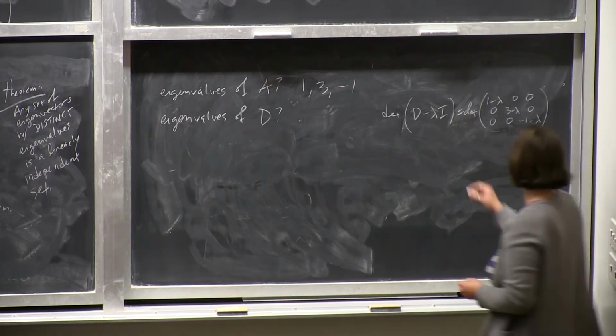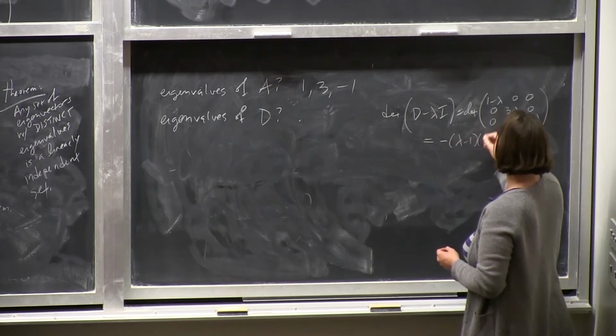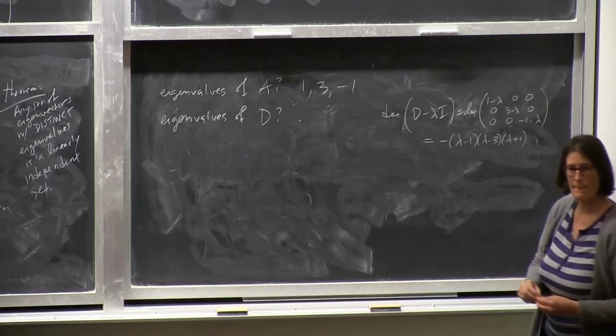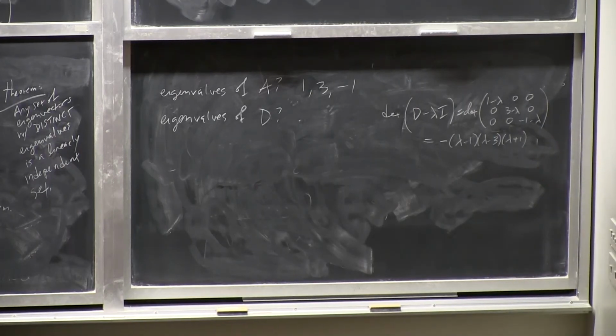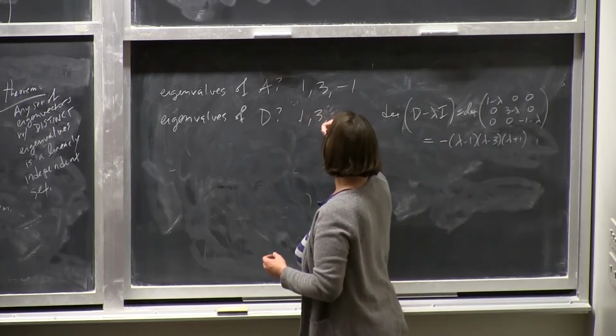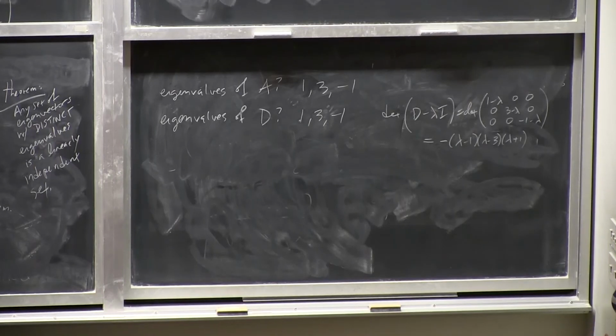OK, done? Great. You got lambda minus 1, lambda minus 3, lambda plus 1. So what are the eigenvalues of D? 1, 3, minus 1. In general, if you have an upper triangular, lower triangular, or diagonal matrix, the eigenvalues are on the diagonal.